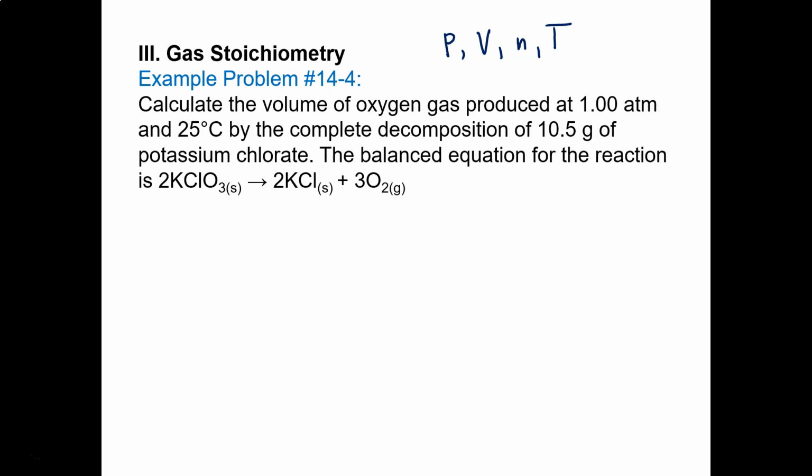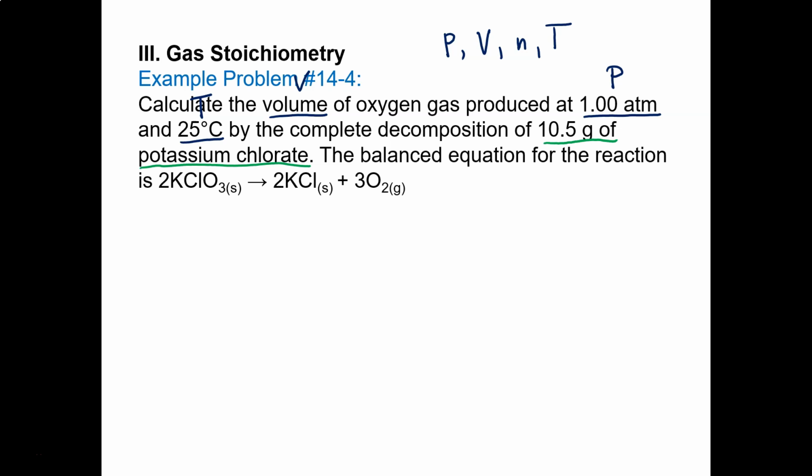So the question is asking me to calculate the volume of oxygen gas. So here's volume, I'm going to write that's V, of oxygen gas produced at 1 atm, so that's P, and 25 degrees Celsius, so that's T, by the complete decomposition of 10.5 gram of potassium chlorate. I'm going to change color now to identify the 10.5 gram of potassium chlorate because this piece of information is the only one that belongs to a different chemical.